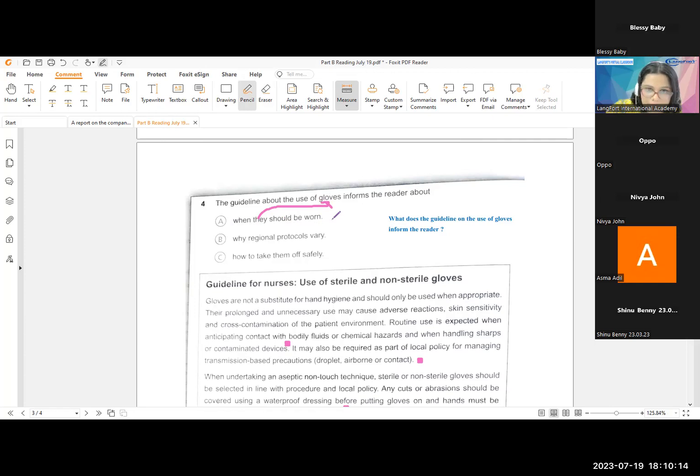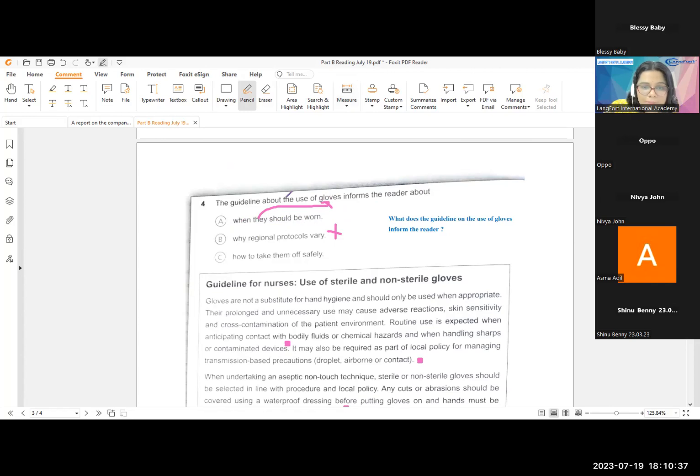Next option, Blessing. The guideline about the use of gloves informs the reader about why regional protocols vary. Vary means change. Have they talked about the change in regional protocols? No. They have talked about local policy twice, but they have not talked about change in local policy. So B is not the answer.